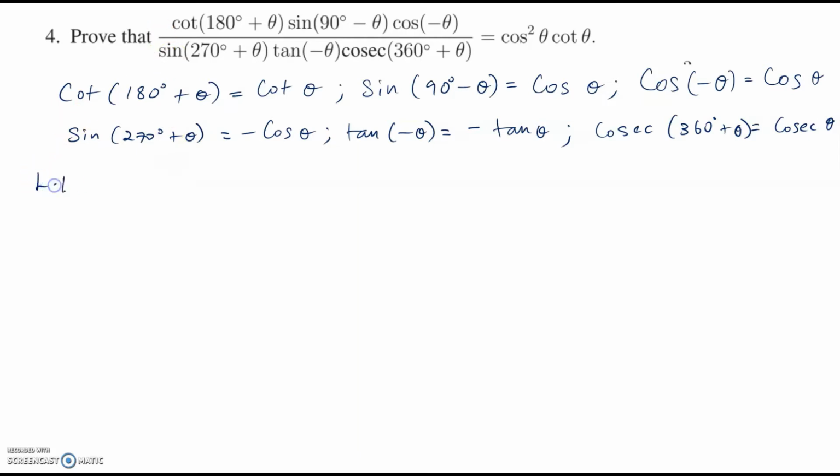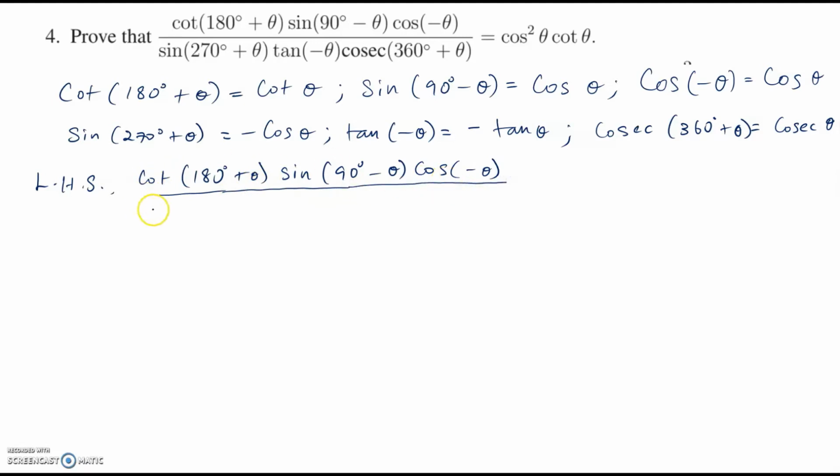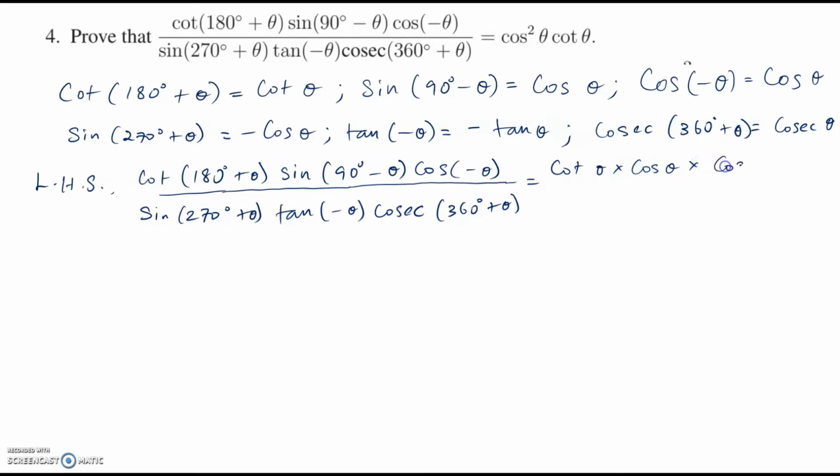Now let's take the left hand side. The left hand side is cot(180° + θ) sin(90° − θ) cos(−θ) divided by sin(270° + θ) tan(−θ) and cosec(360° + θ). So let's replace them with the corresponding values. So this is equal to cot θ into cos θ divided by, we have −cos θ into −tan θ into cosec θ.